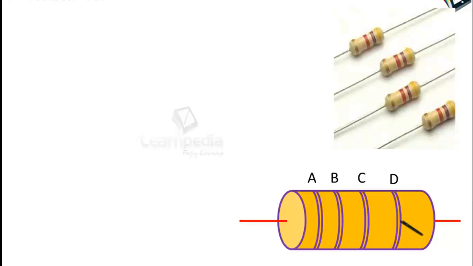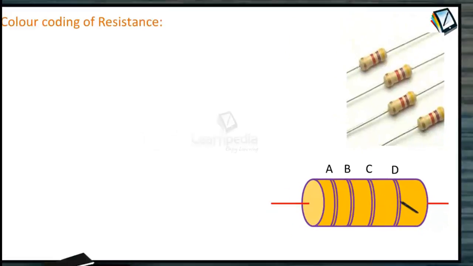The tolerance in the case of gold is plus or minus 5%, in case of silver plus or minus 10%. If only 3 bands are marked on the carbon resistance, then the tolerance is 20%. That means the 4th band is missing.